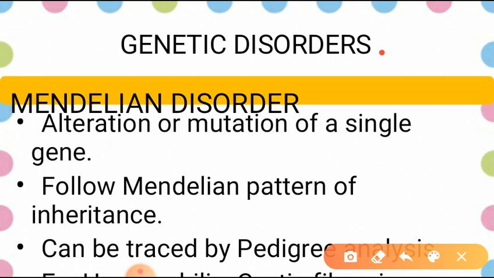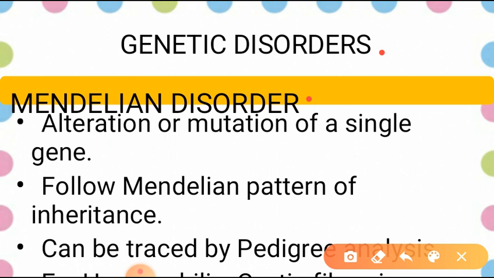These disorders are broadly classified under two categories. First category is Mendelian disorder and the second category is chromosomal disorders. Clear? Genetic disorders are broadly classified under two categories. One is Mendelian disorder, other one is chromosomal disorder.